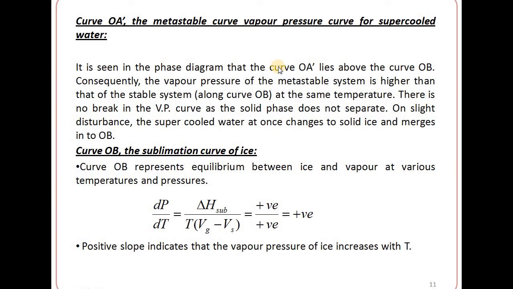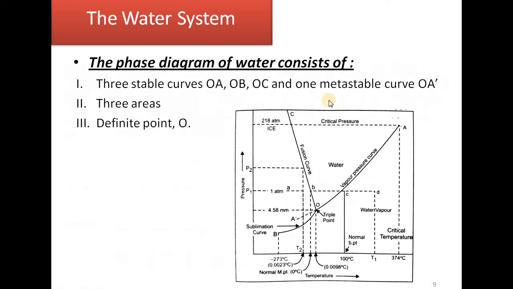So curve OA dash lies above the curve OB. Consequently, the vapor pressure of the metastable system is higher than that of the stable system, curve OB, at the same temperature. As the curve OA dash is lying above the curve OB, at any temperature the vapor pressure of the supercooled water is higher than that of ice.